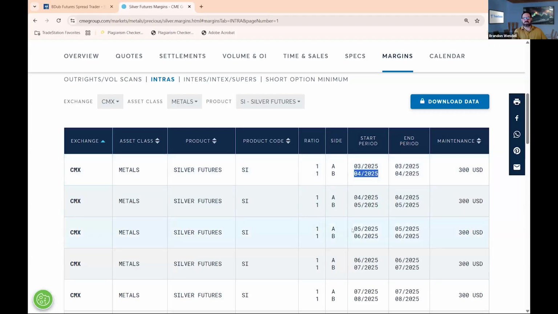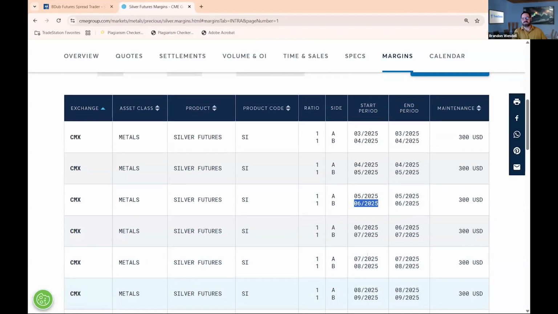Yeah, we're not trading that right now. The front month is actually May, so I go to that one. Maybe we do May versus June, or June versus July, or July versus August. And there are different spreads being shown here. The maintenance margin is $300.